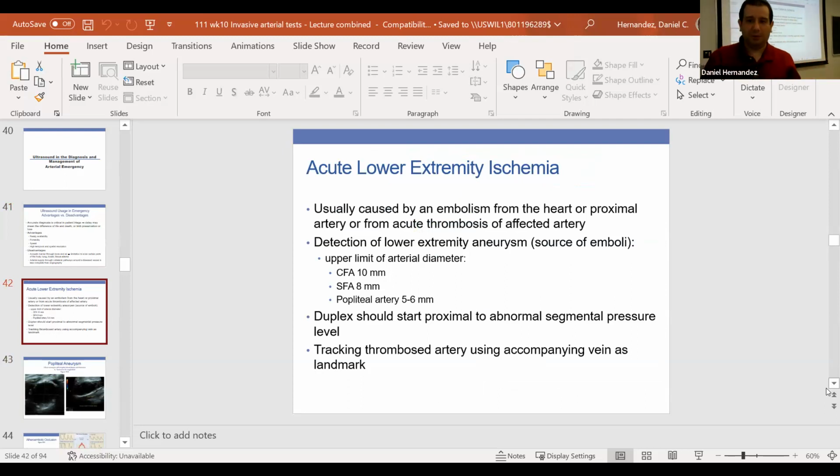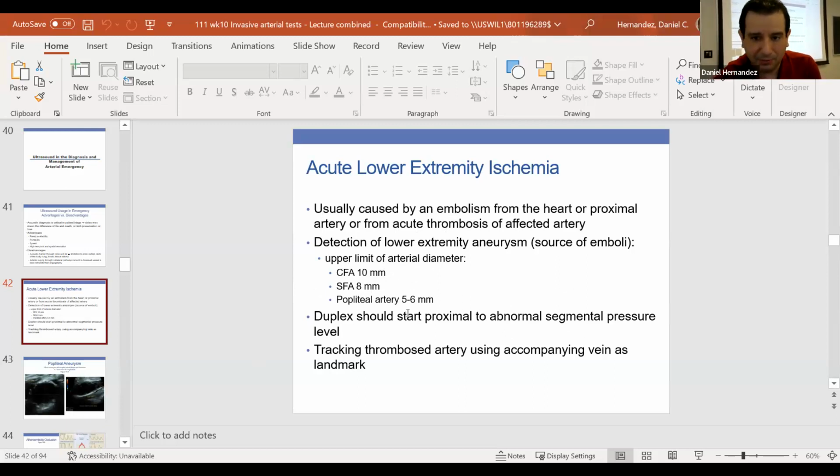So when we're talking about lower extremity ischemia, acute ischemia would be all of a sudden the patient doesn't have any blood flow to their leg. It's usually caused by some sort of embolism coming from the heart that gets lodged in a vessel. This was just showing some of the upper diameter measurements, also when we're detecting aneurysm. Some of the acute limb ischemia could be due to an aneurysm of that vessel, and then a piece of that thrombosed aneurysm may be lodging off.